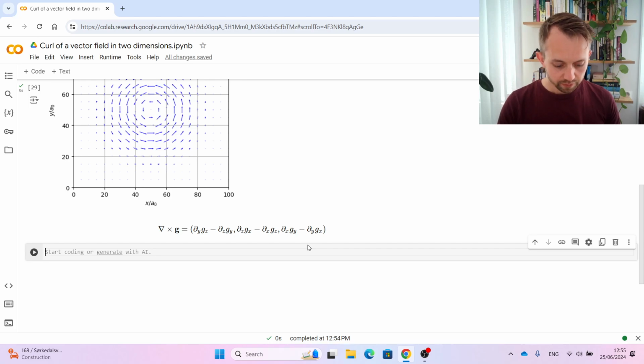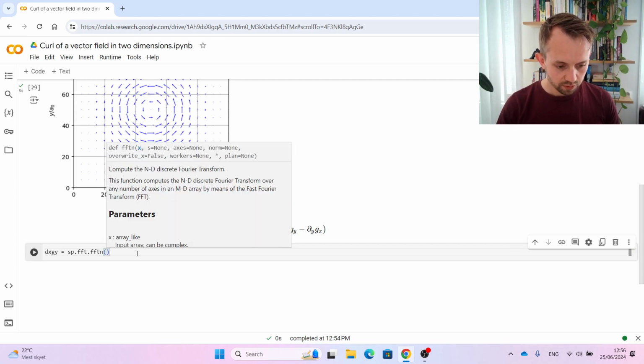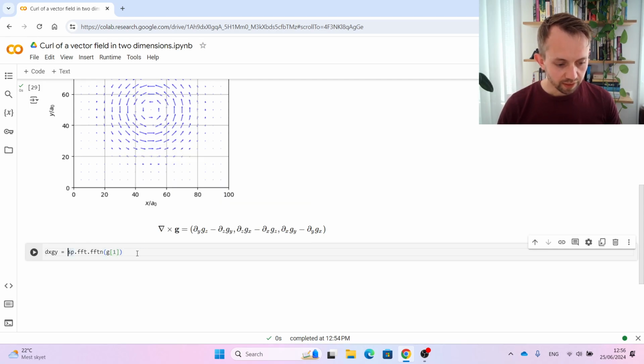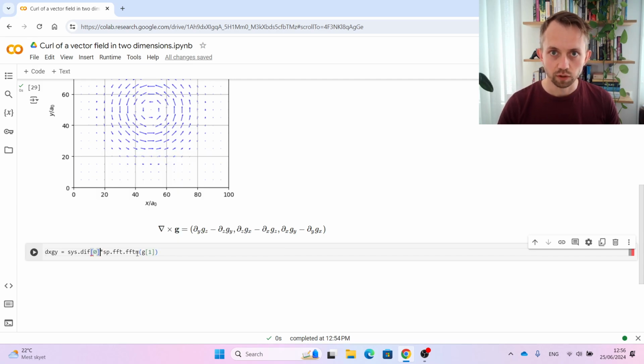The first thing I need is the derivative of the y component with respect to x. First I need to get the Fourier transform of the g field of the y component, so fft of g of 1, that's the y component of the field. Then in Fourier space, I need to multiply that with the differential operator, which I went through in the video on how to calculate derivatives with ComFiT. Then I need to take the inverse Fourier transform of that to get it back to real space, which turns into this. Since I know that this is a real field, I don't want to keep any imaginary component, so I'm just going to take the real part.